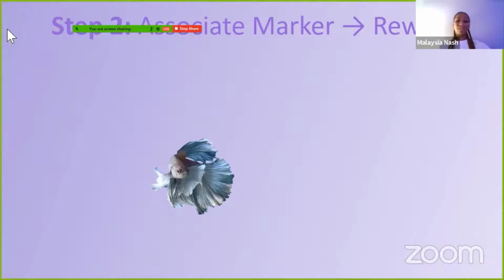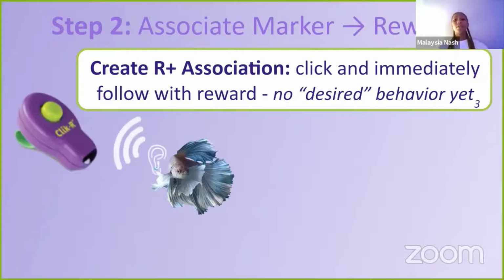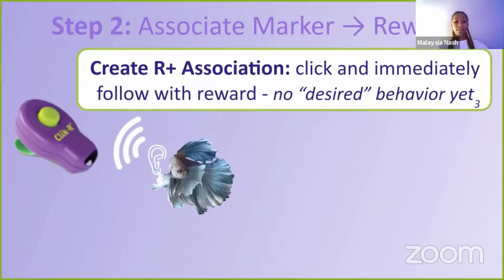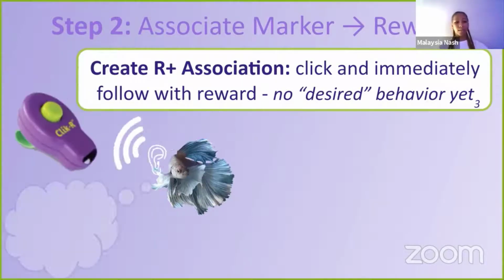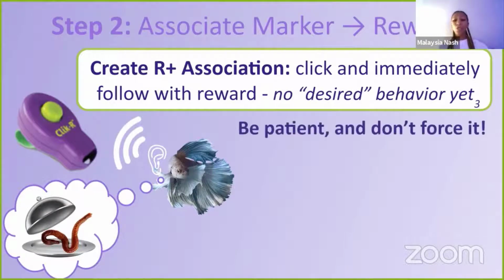Going on to step 2, we need to associate the marker and reward. So we need to create a positive reinforcement association, which means that we need to click and immediately follow it with the reward. And this is before the desired behavior is performed. So we click, it hears the click, we reward it. We click, it hears the click, and we reward. So with that being said, we need to be patient and we don't need to force it. This can be used with multiple sessions to form the association.